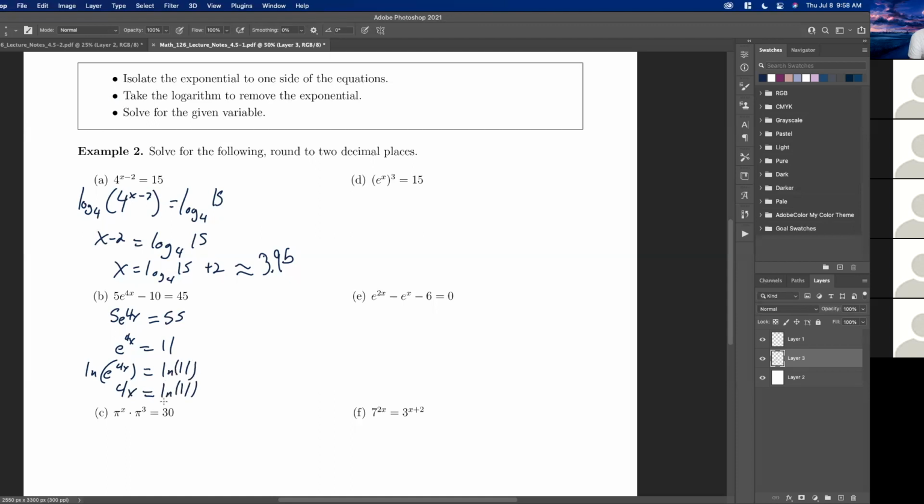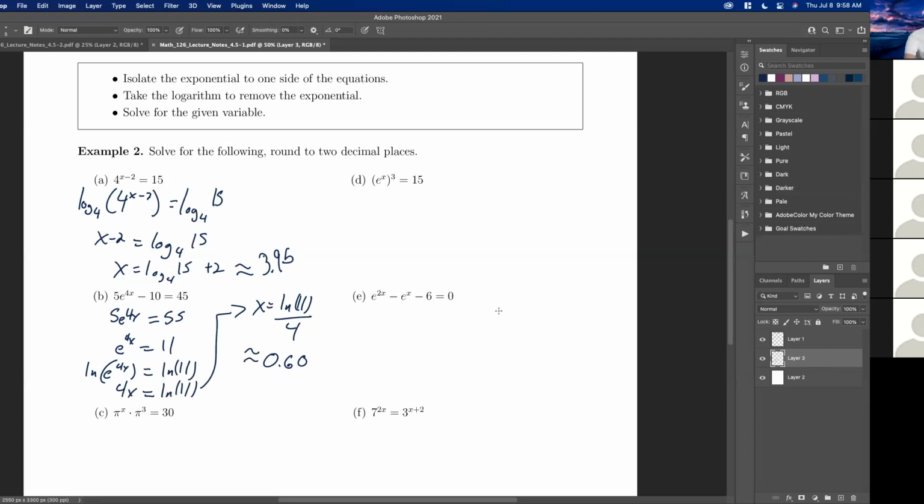I guess I can keep that in parentheses, and then I just need a little bit more room. So x is equal to ln of 11 divided by 4. Or that's approximately equal. You check it through a calculator, and you get 0.60.